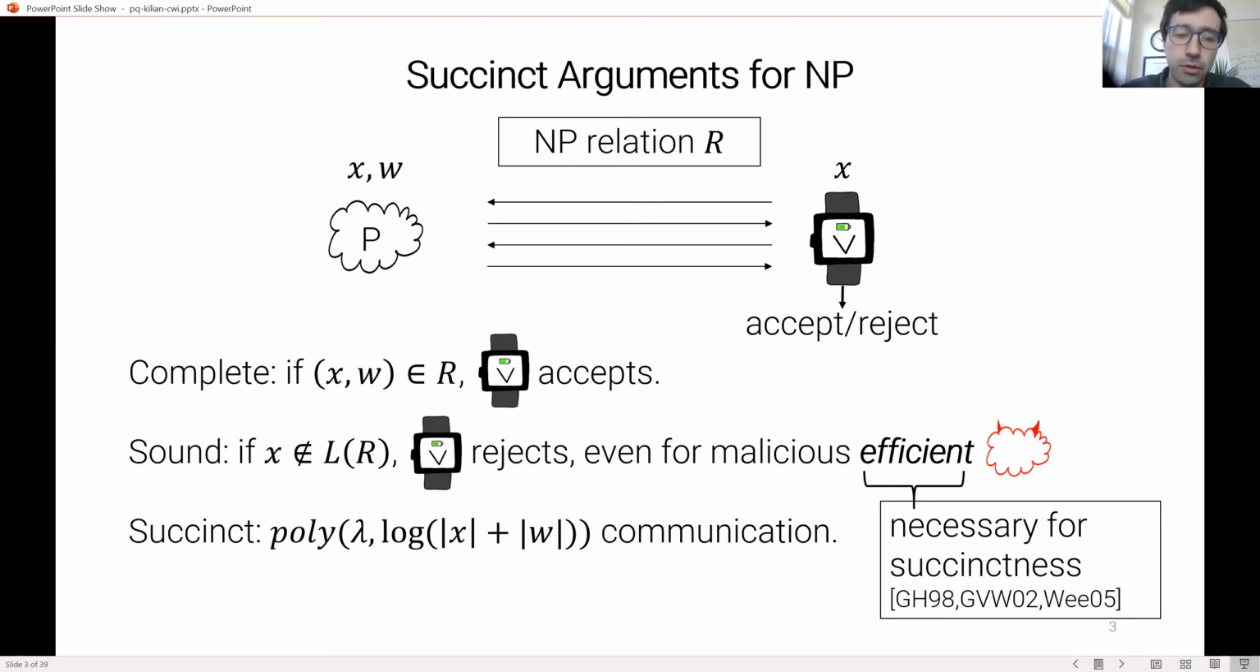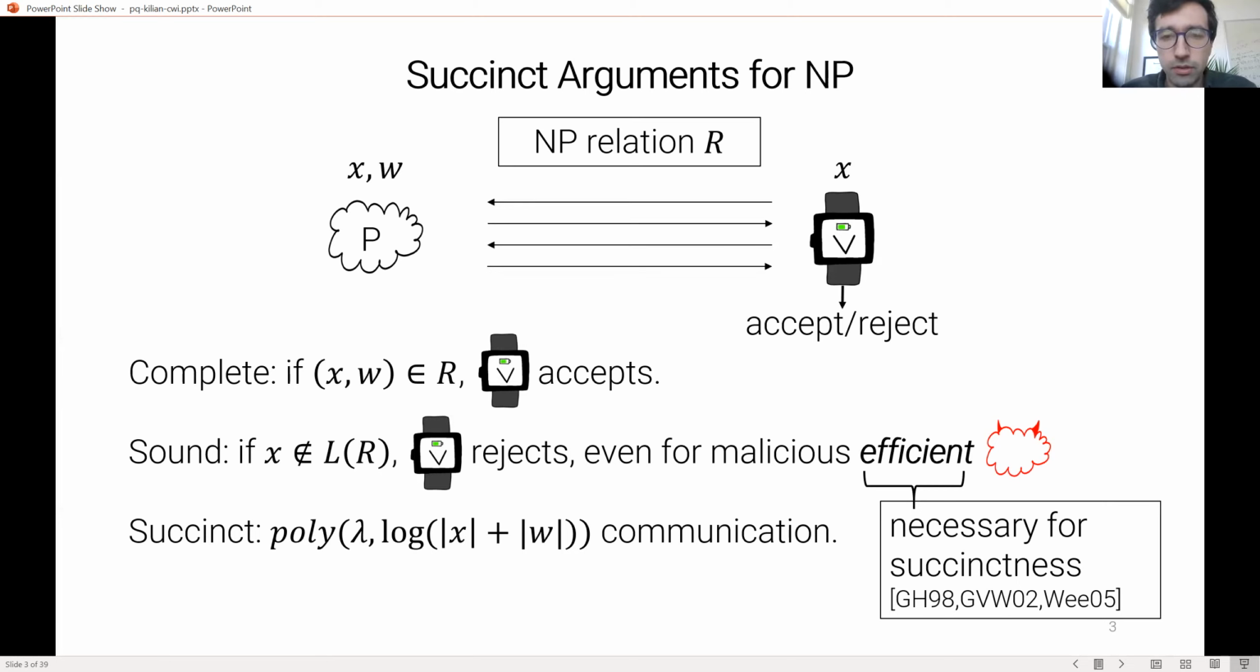And so we also require, in order to make this non-trivial, a succinctness property, which is that the communication should be polylogarithmic in the size of the instance and witness, and polynomial potentially in some security parameter lambda, which determines the probability that the verifier will accept if the instance is not in the language. You can ignore this lambda if you want to.